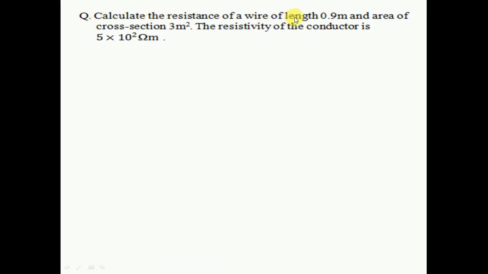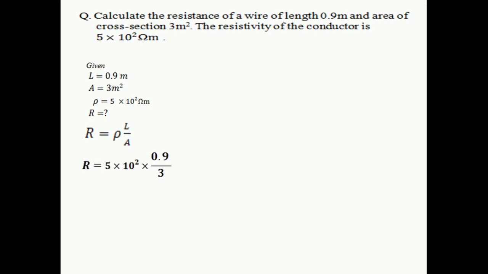Calculate the resistance of a wire of length 0.9 meter and area of cross section 3 meter square. Resistivity of the conductor is 5 into 10 to the power 2 ohm meter. So this is a straightforward question. As you can see, the units are given in SI unit. So given, length is 0.9, area of cross section is 3 meter square, and resistivity is 5 into 10 to the power 2 ohm meter. Resistance I need to find. So I'll write the formula directly and I'll put the values.